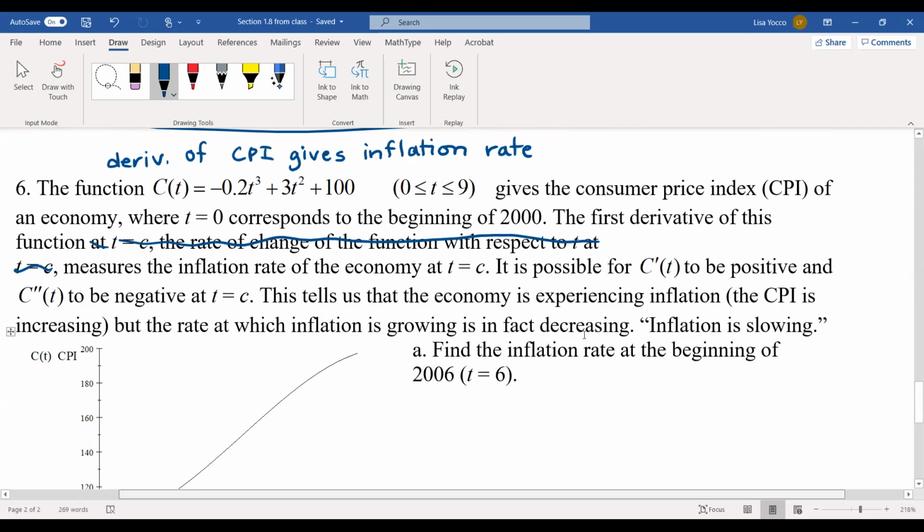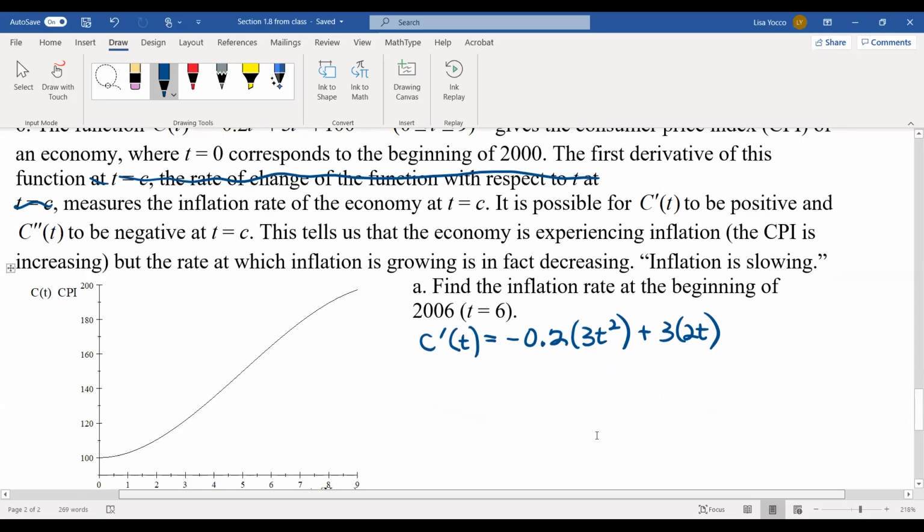So basically, we need the derivative of c. So maybe I'll just write that one out instead of doing that mentally. So I'm hanging on to the negative 0.2, and then the derivative of t cubed is 3t squared. And then for 3t squared, I'm keeping the 3 times the derivative of t squared, which is 2t. And then for 100, that's a constant, the derivative is 0. And then multiplying to simplify gives me that.